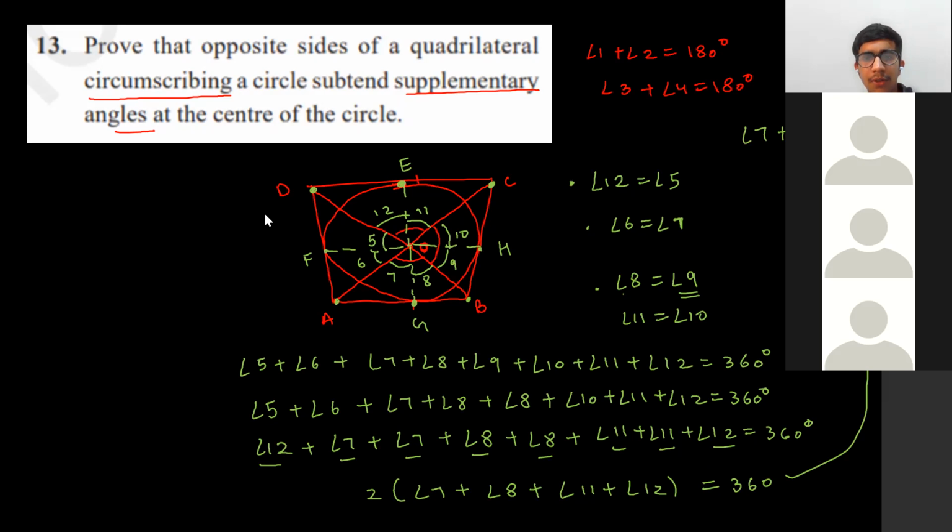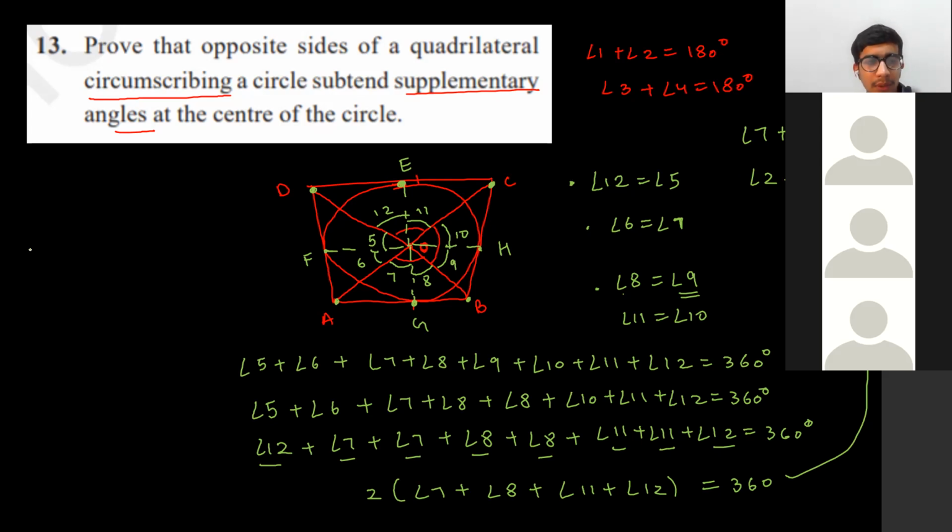So this is what we had to prove. Look, what is angle 7 plus angle 8? It is angle 2. We had assumed this whole thing to be angle 2. Yes. So angle 7 plus angle 8 is angle 2. Similarly, angle 11 plus angle 12, what did we assume? Angle 1. So angle 1 and angle 2 add up to 180 degrees. This is what we had to prove.